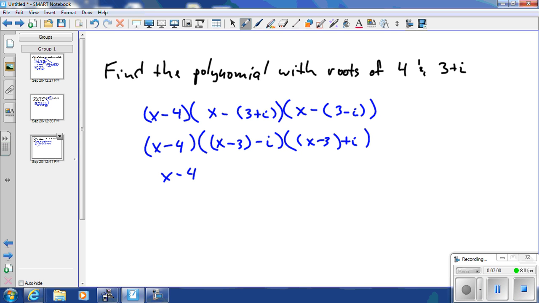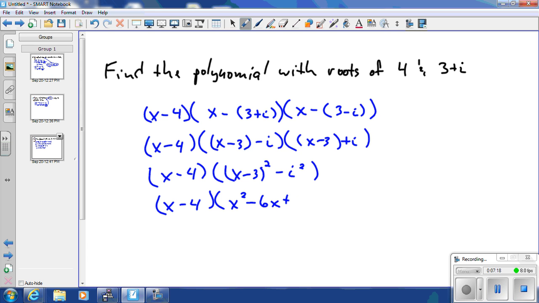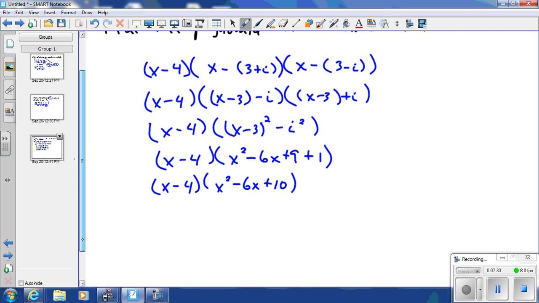So I multiply this out, x minus 4, and now I'm going to regroup here. This is going to say x minus 3 minus i on the first one, and the second one is going to say x minus 3 plus i. So when I multiply out, x minus 4 is going to get multiplied times x minus 3 squared minus i squared, which becomes x squared minus 6x plus 9 is what I get when I square x minus 3, and then this becomes plus 1. So I have x minus 4 times x squared minus 6x plus 10, and now I just need to multiply this out and I will have my polynomial.